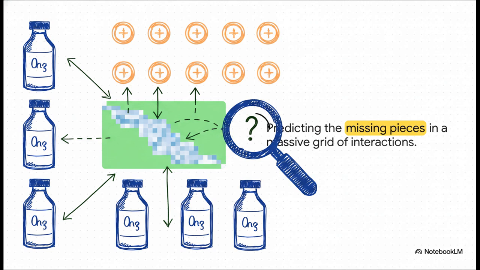Just imagine this giant grid, like a massive puzzle. The rows could be drugs, and the columns could be their protein targets in the body. The blue squares, those are the interactions we already know about from lab tests. But all those green squares, that's the huge, vast unknown. And our entire goal is to predict what happens in those empty spaces.